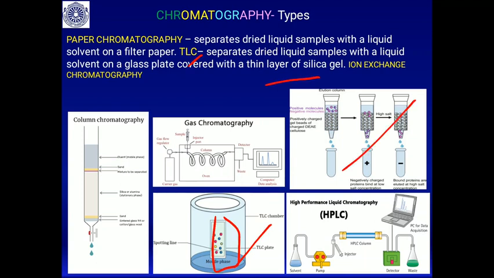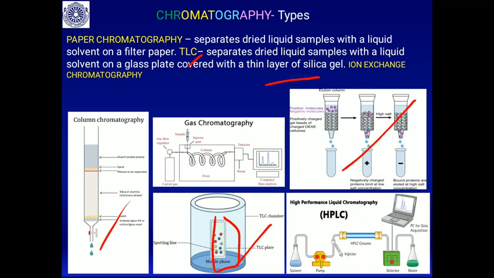Then this is ion exchange chromatography, where charged particles are separated at different speeds. This is column chromatography. We can separate plant pigments and so on, you know. The plant materials can be homogenized, and we are able to separate different components using this column chromatography.